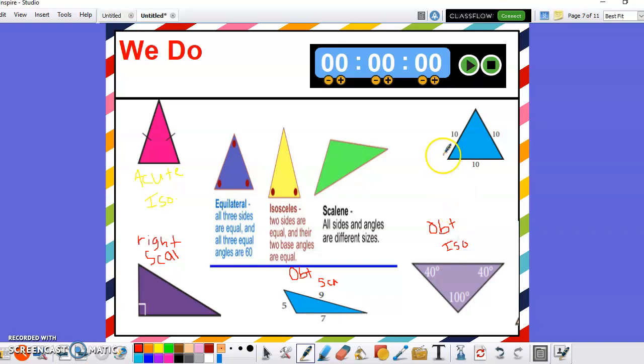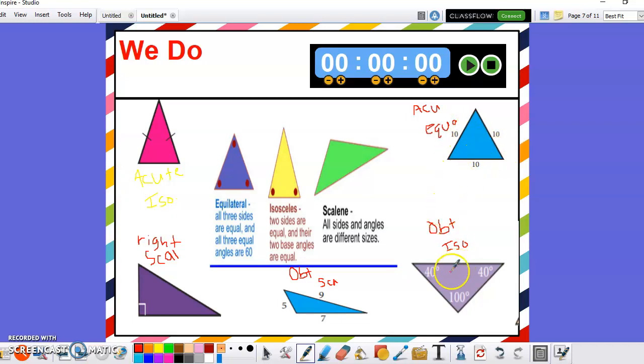All right. And this last one, I see that this side is 10, this side is 10, this side is 10. All of them are the same, so that's equilateral. But when I look at these angles, they are not right angles. They are not obtuse. These are acute. So this is an acute equilateral triangle.